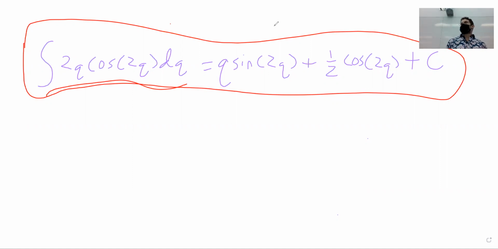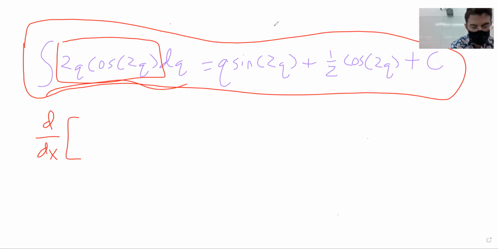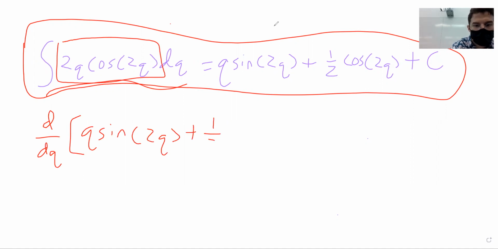But how can we take this final answer and check ourselves that we got the right thing? We could take a derivative of it. If we take a derivative of this answer and recover our original integrand, the thing we're integrating, then we know we did this process correctly. So let's do that. Derivative, careful, with respect to Q, of Q sine 2Q minus 1/2 cosine of 2Q plus C.